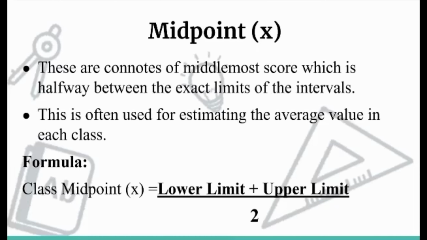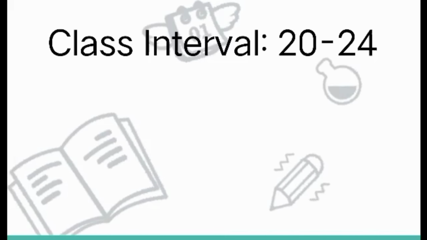Tapos na tayo sa class interval, dumako naman tayo sa susunod na column which is ang midpoint. Ito ay ang connotes of middlemost score which is halfway between the exact limits of this interval. This is often used for estimating the average value in each class. Makukuha natin ang midpoint sa formulang ito: class midpoint equals lower limit plus upper limit divided by 2. Halimbawa na lamang po sa class interval natin na 20 to 24.